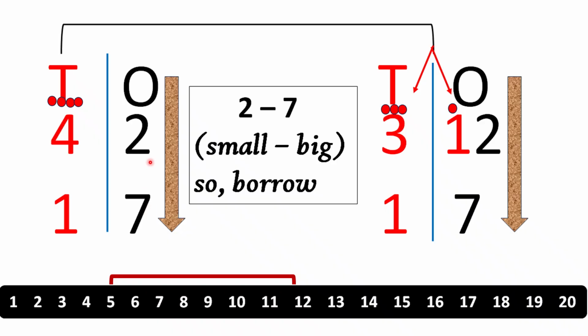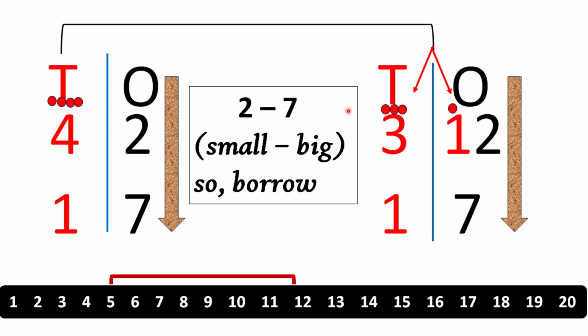So it is 2 minus 7. See the arrow, top minus bottom, 2 minus 7. And small minus big: 2 is a small number, 7 is a big number, small minus big, so borrow. If it is big minus small, no borrow. So 2 minus 7, the arrow saying top minus bottom, small number minus big number, so you have to borrow. Now how do you borrow?